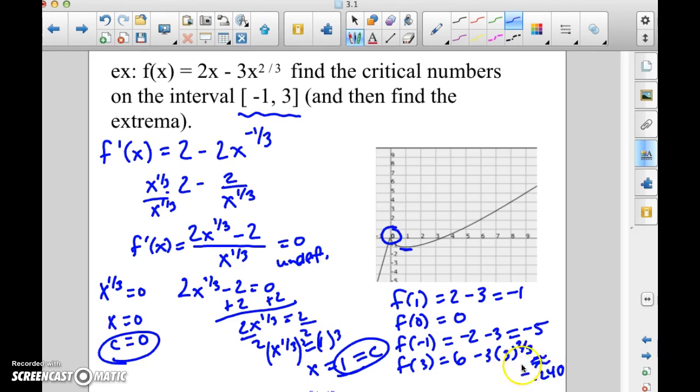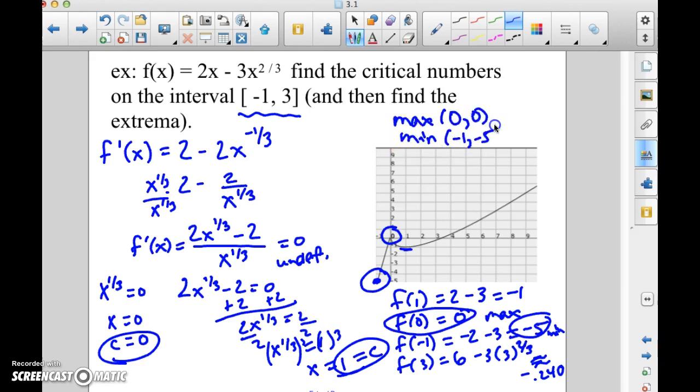We're going to use 3 decimal places. So to find our max, we want the highest of these y values. Looks like this is our max. And yep, it looks like a max to me. And then we want the lowest y value, -5, -1, -5. So that's our lowest. So that's our min. So the max occurs at (0, 0), and the min occurs at (-1, -5). This is a relative min. It's lower compared to the points around it, but in the interval from -1 to 3, it's not the lowest point. So it's not our extrema.